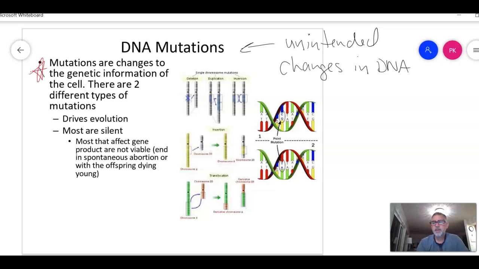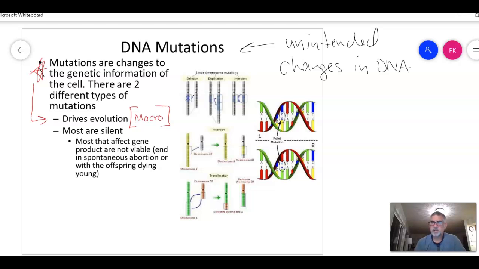Right. There are different types of mutations. They're going to be point mutations and chromosomal mutations. But the important thing that mutations do is they drive what we call macroevolution. Right, so we're going to talk about that much later in different chapters. Macroevolution is evolution at the species level, right?